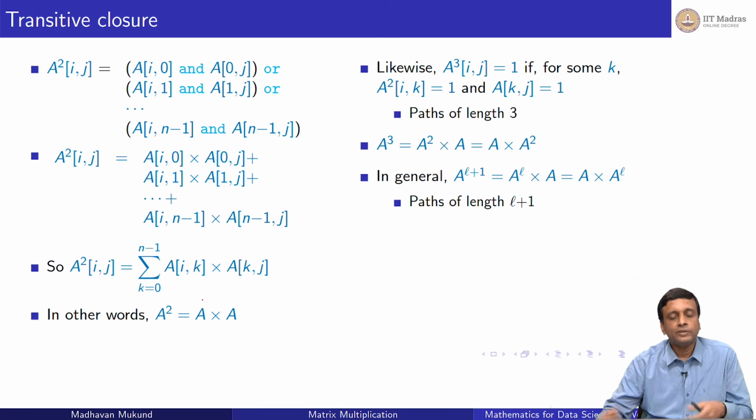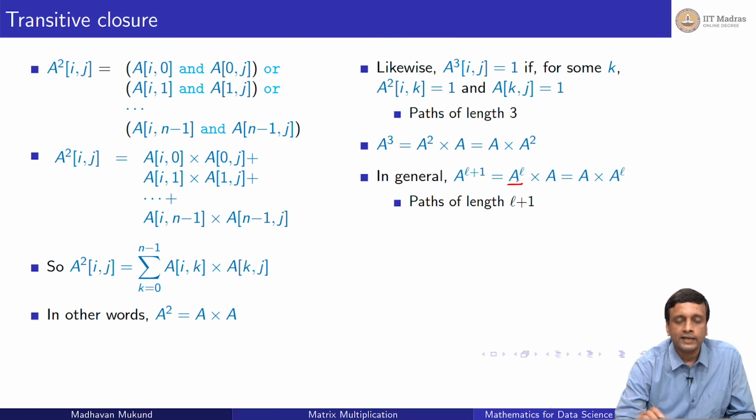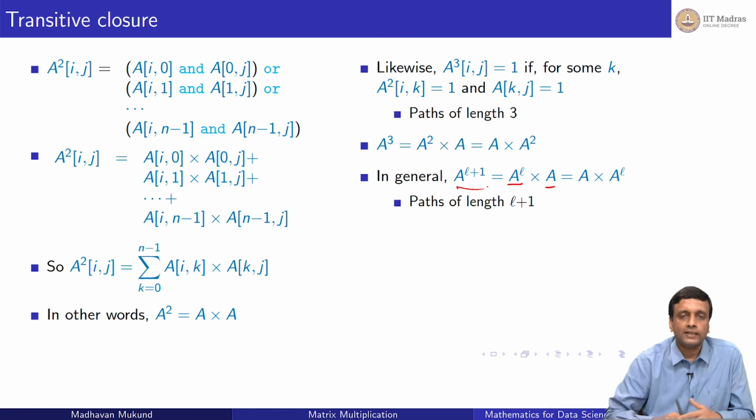Now in general we said if I already knew paths of length L, then I can extend to L plus 1 by again multiplying by A, right? So I can take all pairs which are connected by a path of length L, extend it by one more step, and then I get all paths of length L plus 1. So each successive length path can be got by matrix multiplication.